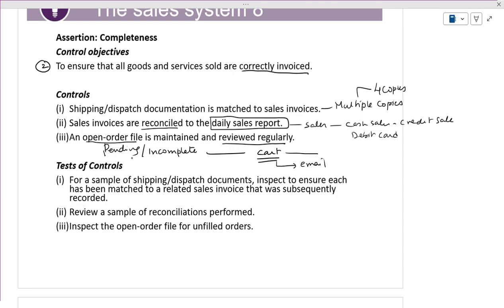Whenever you are receiving orders, you should make sure that the orders have been completed, executed. That is the completeness. When you receive the order, you have to execute the order. You should always have an open order file maintained regularly. For a sample of shipping documents, inspect that each has been matched to the related sales invoice. And most importantly, it has to be recorded.